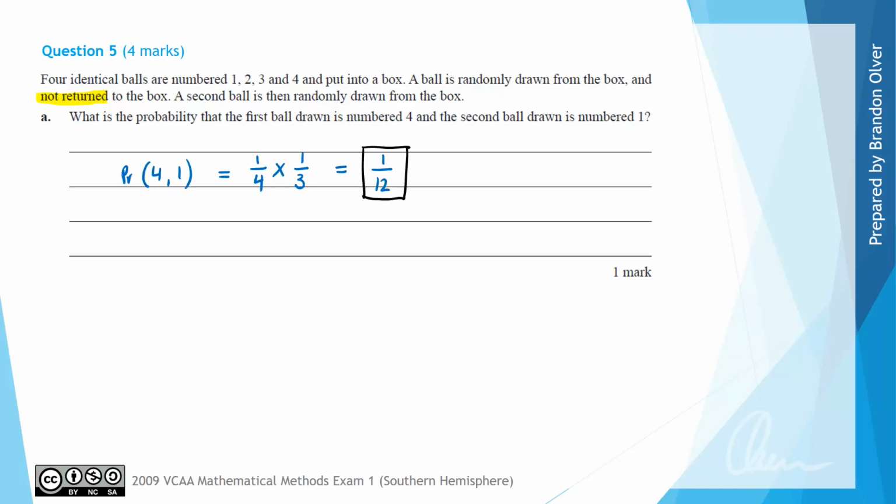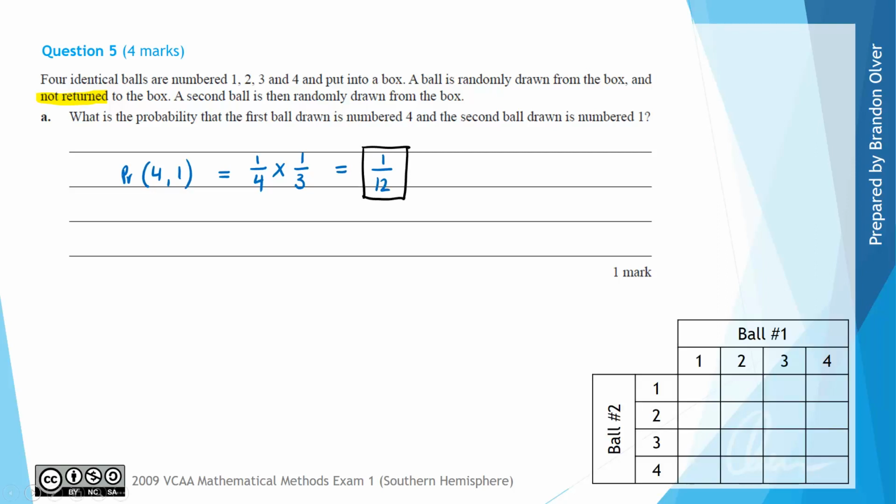A of this question. Another way that you could answer this question is by considering some sort of sample space representation such as a grid, where as the balls are not replaced we can't get a 1 followed by a 1, we can't get a 2 followed by a 2, a 3 followed by a 3, or a 4 followed by a 4. So that leaves 12 outcomes remaining, and they are the boxes that are not shaded in here. And the only cell in this table that satisfies the requirement that the first ball drawn is a 4 and the second ball is a number 1 is this box here. So there's a 1 in 12 chance of that occurring.